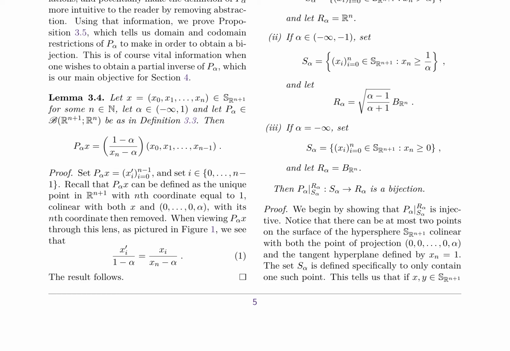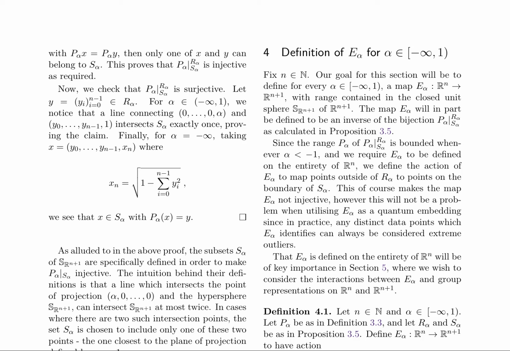For alpha element of (-infinity, 1), P-alpha is shown to be a bijection from a subset S-alpha of S^(n+1) to R^n, with the codomain restricted to R-alpha. This bijection is vital for defining the embeddings E-alpha, which are used to create a connection between R^n and R^(n+1).